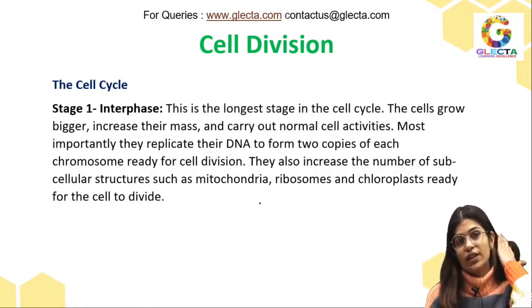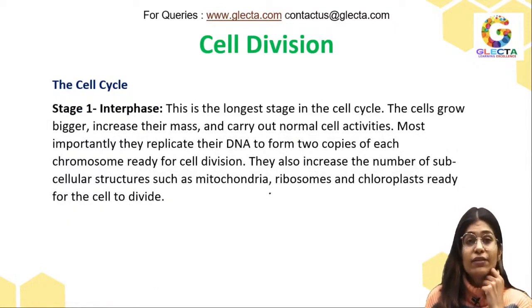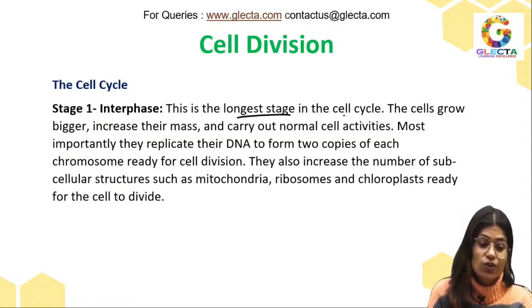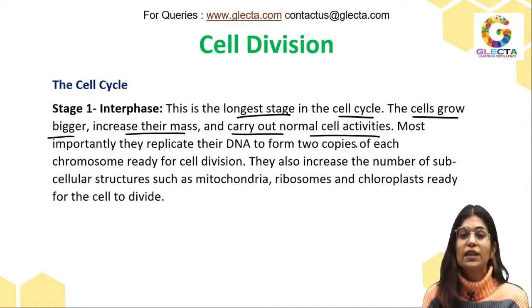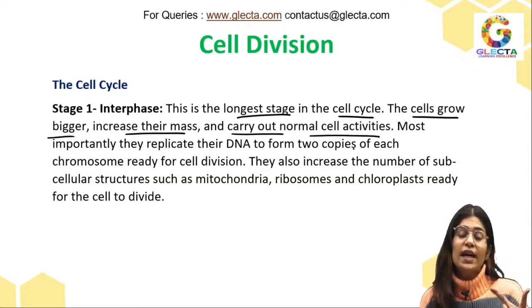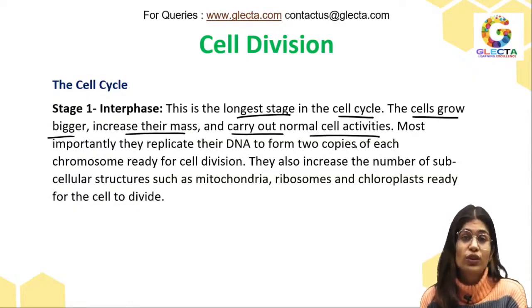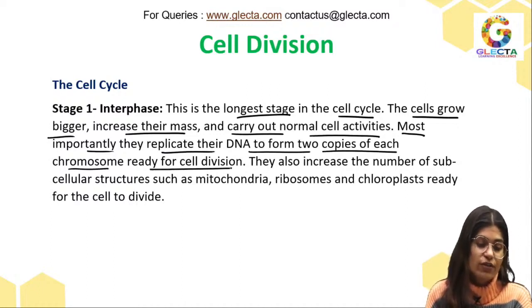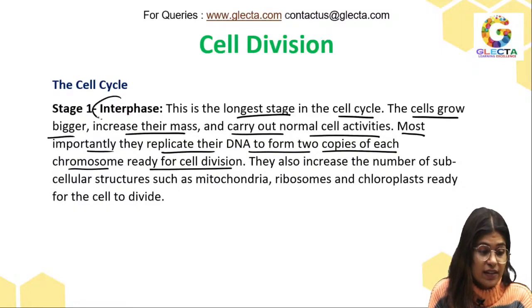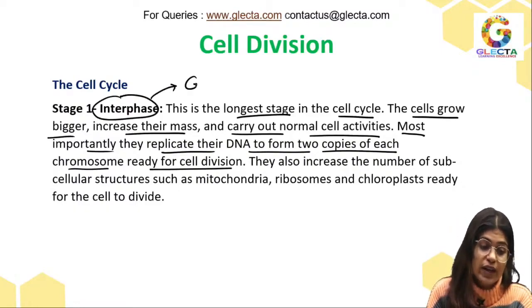Coming to the stages of the cell cycle. Okay, so there's interphase. This is the longest stage of a cell cycle. The cell grows bigger, increases its mass and carries out normal cell activities. So it's basically the cell trying to understand what it has to do. For example, the skin cell needs to understand how to sweat and how to protect the body from all the dirt getting inside. Most importantly, they replicate their DNA to form two copies of each chromosome, ready for the division. This is interphase. Interphase has growth phase, synthesis phase, and then growth phase.